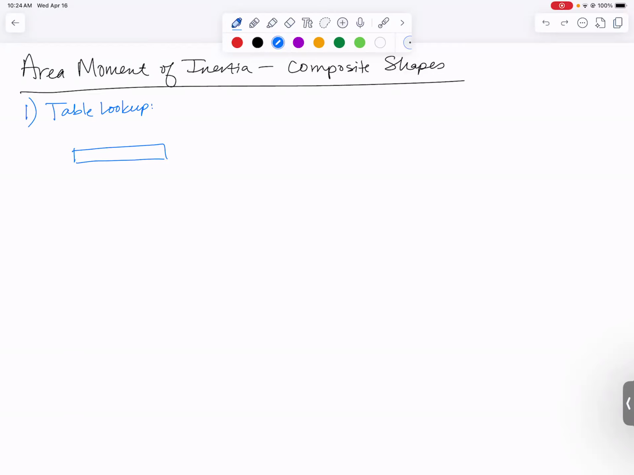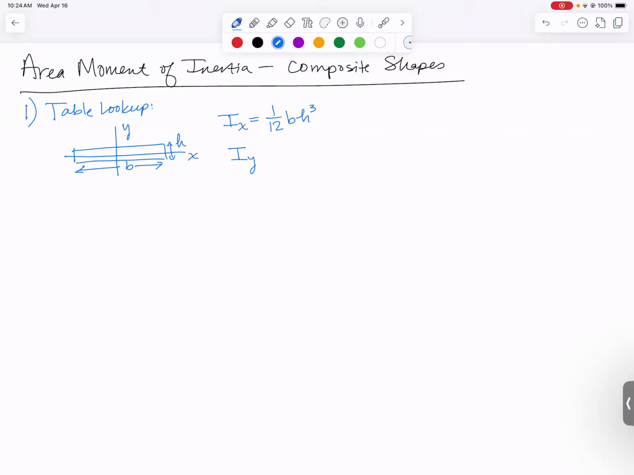The table will typically indicate what is the x-axis, what is the y-axis, and what are the lengths of the sides of the rectangle. So the B is the horizontal side of the rectangle, and H over here is the vertical side of the rectangle. We'd have a rectangle whose area is B times H. And then what the table will tell us is what the moment of inertia about the x-axis is. If the x-axis goes through the middle of the rectangle, or the centroid, that will be 1/12 BH cubed.